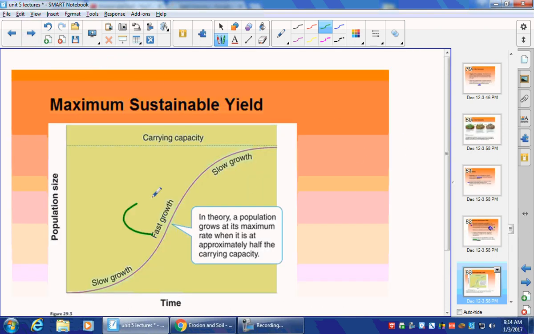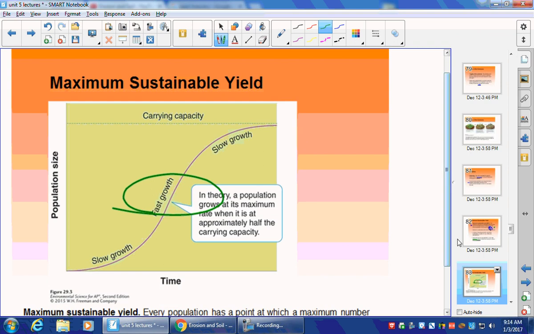All right, we say that it's about half of our population size is when we're going to have the fastest growth, right? We try to keep our maximum sustainable yield around here. Right? It's very, very important. Remember that. It's trivia there.